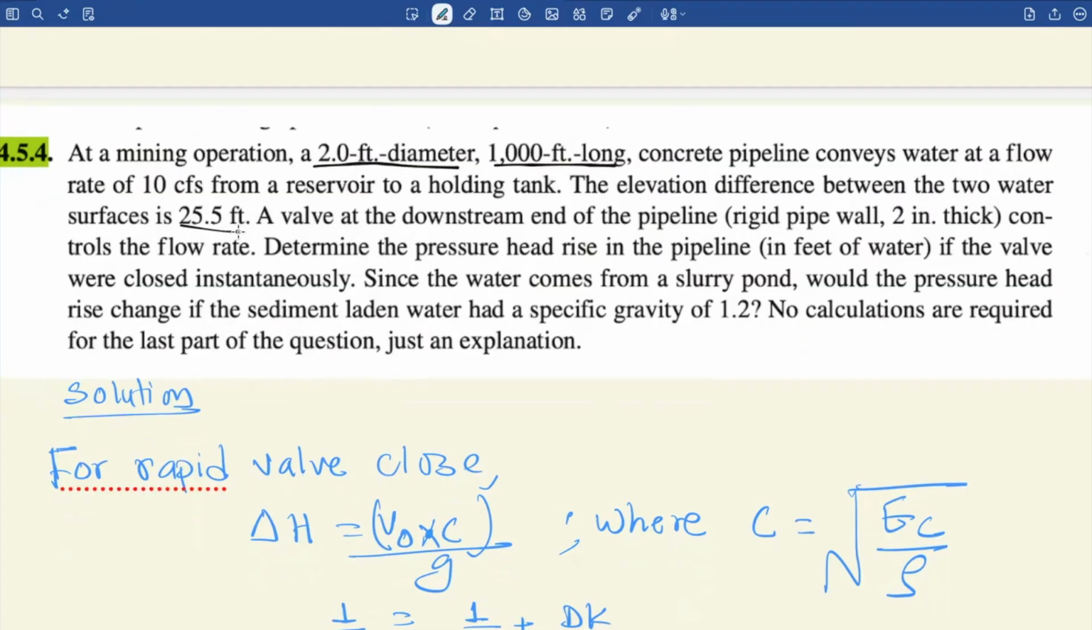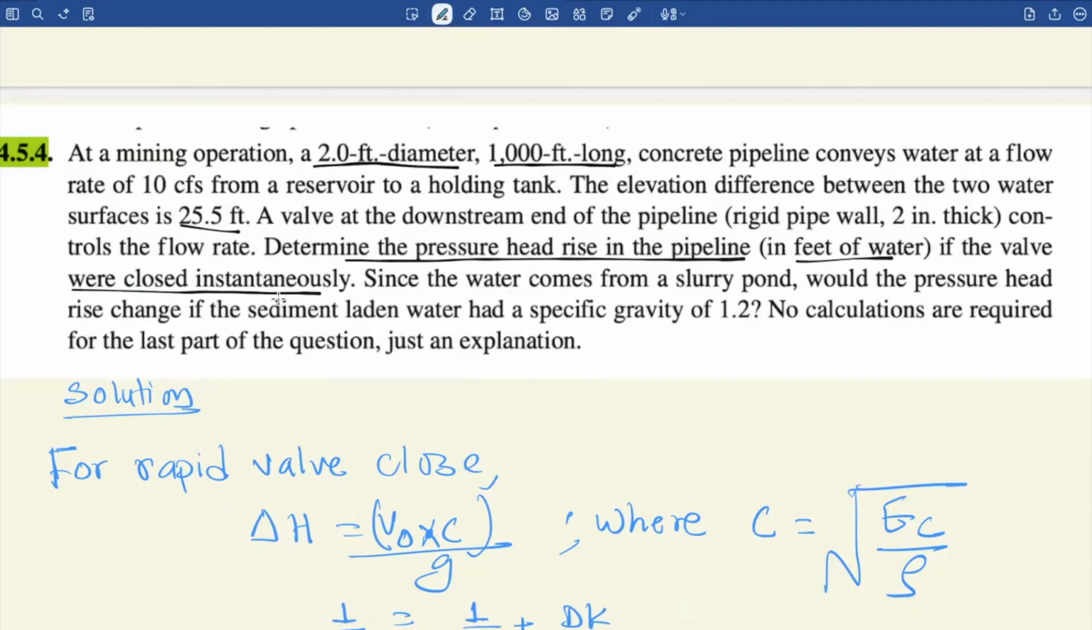Before I begin solving the problem, I will explain what water hammer is. Water hammer occurs when a sudden change in flow rate, like an instantaneous valve closure, creates a pressure wave in the pipe. The kinetic energy of the moving water column must go somewhere, and it converts to a pressure surge. So let's define, here the question asks us to determine the pressure head rise in feet of water if the valve is closed instantaneously.